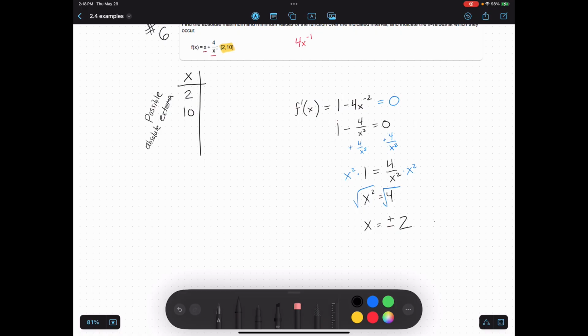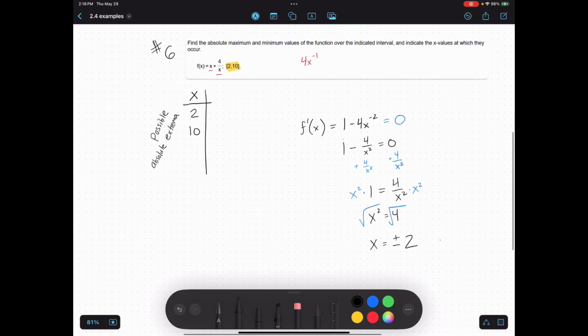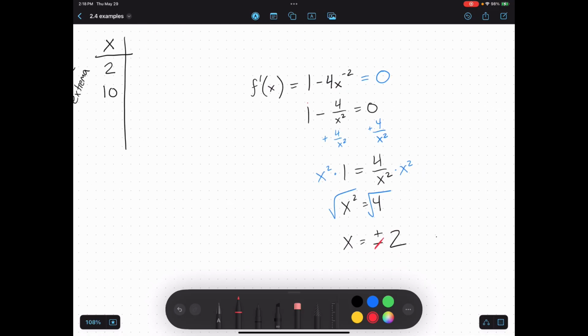But what do you notice about negative 2? Negative 2 is not within my domain. Only positive 2 is, so I can ignore the negative piece because my domain is only between 2 and 10. Now, some of you may have been watching that process and screaming at me, saying, "You missed something, Mr. Johnson." And you're right, there's an important thing that I ignored here.